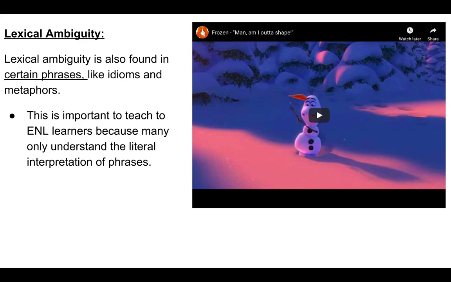It is extremely important to teach ELL learners because many take literal meaning. When they hear something, they are very concrete and they want to believe what they hear. In certain instances where there are idioms and metaphors, these need to be explicitly taught. For the example which I stated before, we will look at the clip from Frozen.